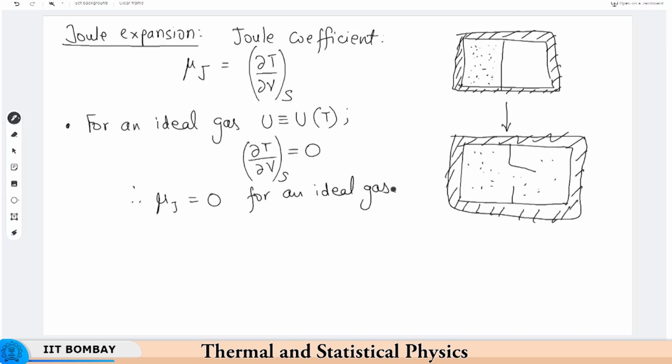Now the real question is what happens when your gas is not an ideal gas. What happens for a real gas?